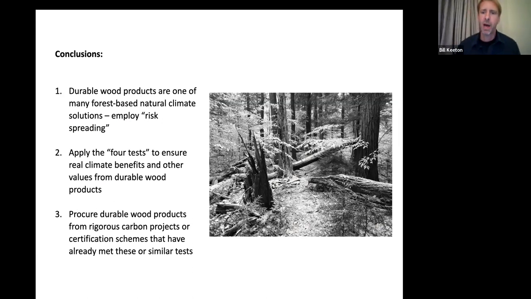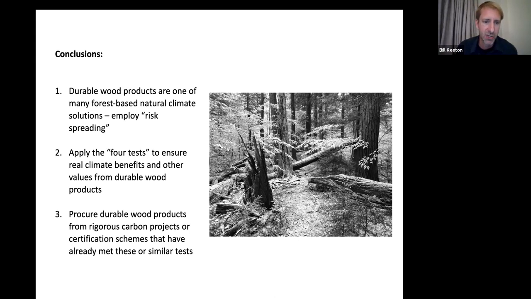Okay, so to wrap everything up, here are my conclusions. I've made this argument that durable wood products are clearly an important natural climate solution, but they're not the only natural climate solution. They're part of a portfolio. They need to work in conjunction with all the other things that we're going to do to use forests to fight climate change. And we need to employ all of these in combination, and we need to spread the risk among them within that portfolio.